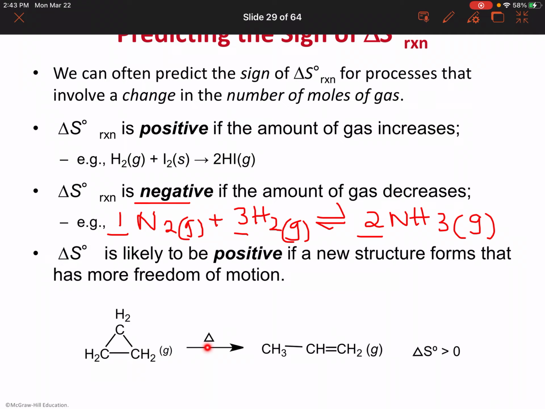When you heat it up, it would break one of those bonds and make a double bond. Now it is more open. And it has more degrees of motion compared to the restricted cyclic form. So that increases the entropy of the molecule. So delta S naught would be positive.